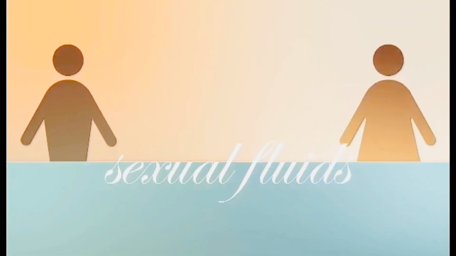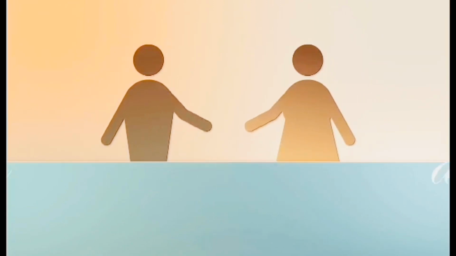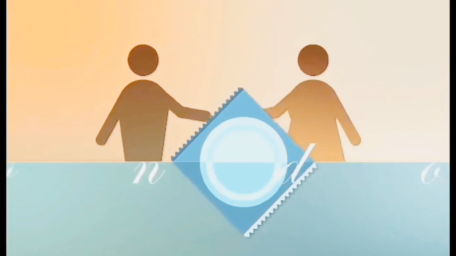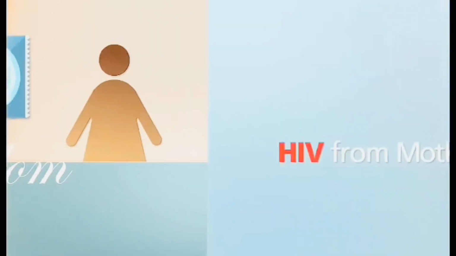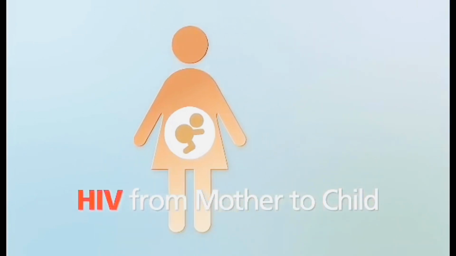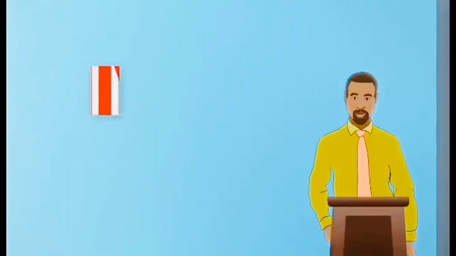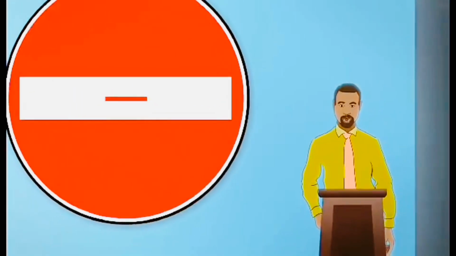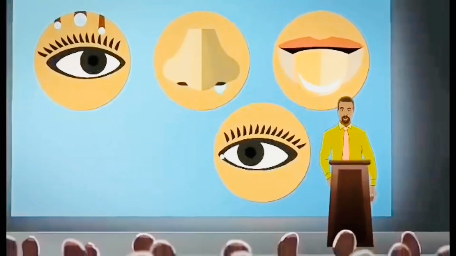HIV can also be passed through sexual fluids. Because many people who have HIV do not know they are infected, it is important for a person to protect themselves by always using a condom if they are sexually active. HIV can also be passed from mother to child when pregnant, at childbirth, or through mother's milk. The HIV virus cannot travel through other body fluids such as saliva, mucus, sweat, tears, or body waste.